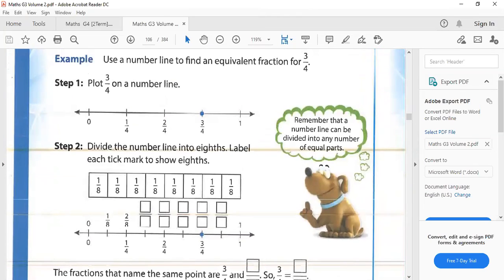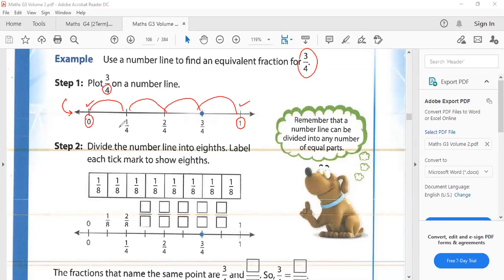Here the question will be: use the number line to find equivalent fractions for 3 over 4. So plot 3 over 4 on the number line like this. You need to start this number line with 0 and end it with 1. This is the first thing you will do. You will draw the number line and start with 0, end with 1, and divide the distance between them into 4 equal parts, like 1, 2, 3, 4.